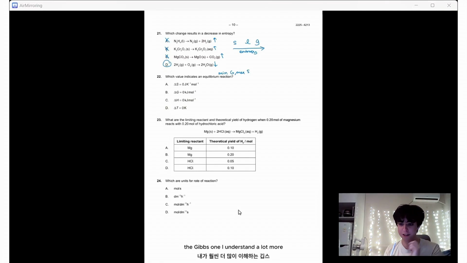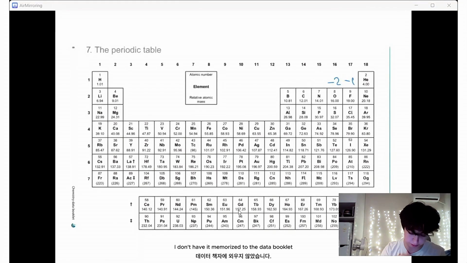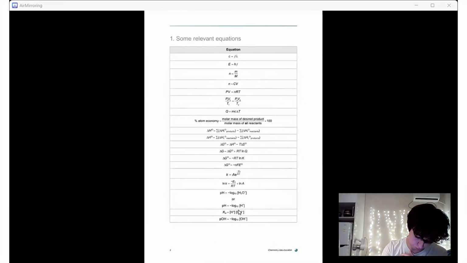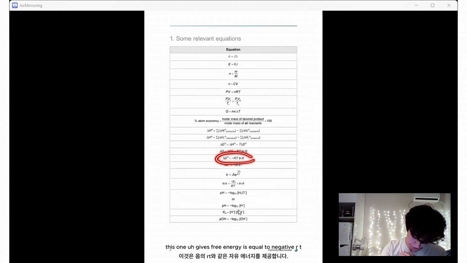I'm going to try to explain both. The Gibbs one, I understand a lot more. The entropy one, I'm not going to lie, physics is not my forte, so I will explain to my understanding, but it gets dicey. With the minimum Gibbs free energy, obviously Gibbs free energy is related to the equilibrium constant through that one equation. I don't have it memorized in the data booklet. Where is it? There we go. This one. Gibbs free energy is equal to negative RT ln K.